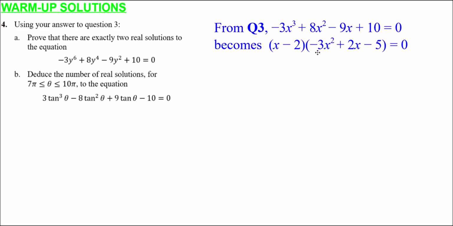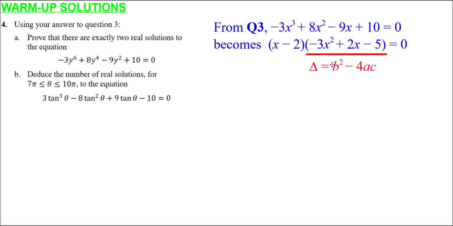So let's just look at these two factors and see where the solutions may lie. First of all, are there any solutions from this factor here, minus 3x squared plus 2x minus 5? How many solutions a quadratic has is told to us by the value of the discriminant. So the discriminant, which we can denote with the triangle symbol delta, is b squared minus 4 multiplied by a multiplied by c. So a is the coefficient of x squared, b is the coefficient of x, c is the constant term. So our a, b and c here are minus 3, 2 and minus 5 respectively.